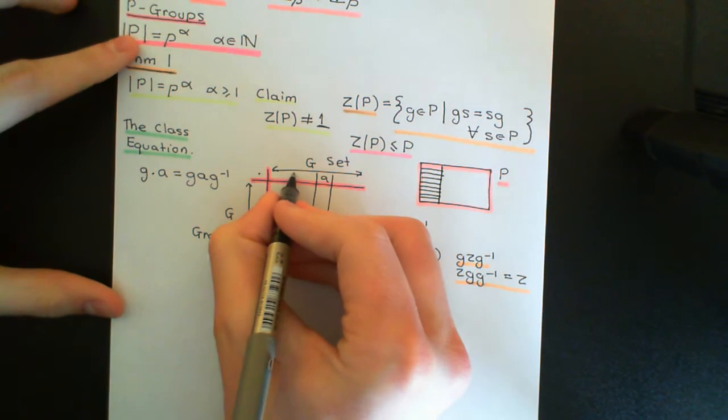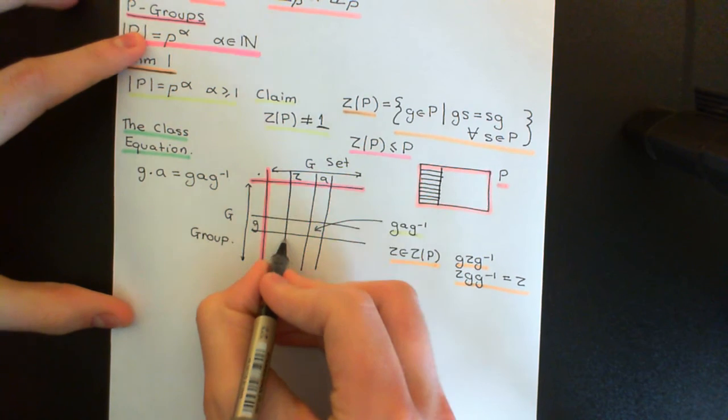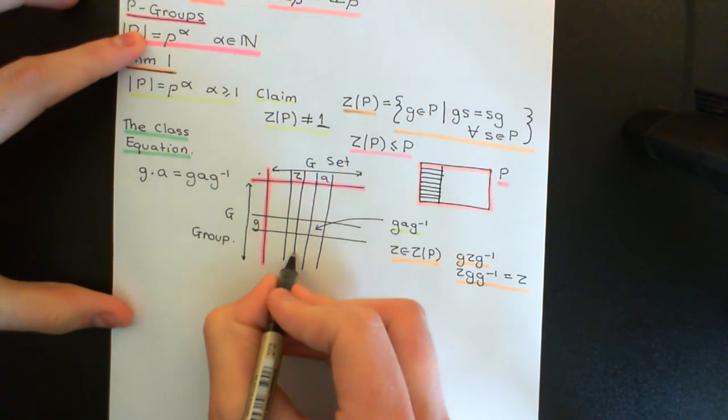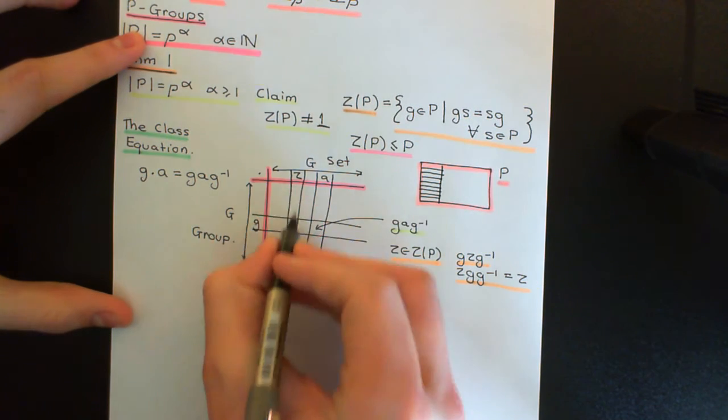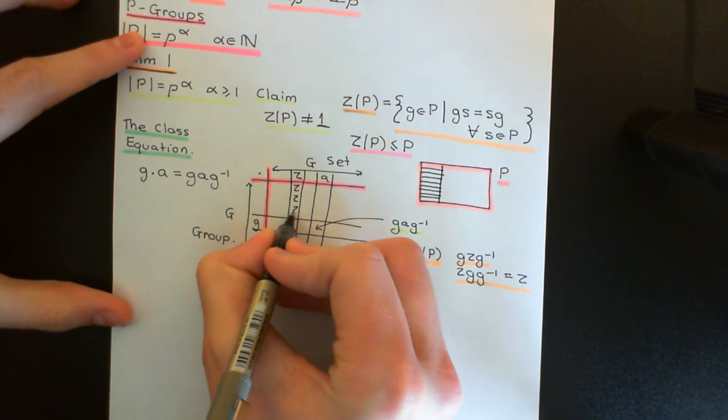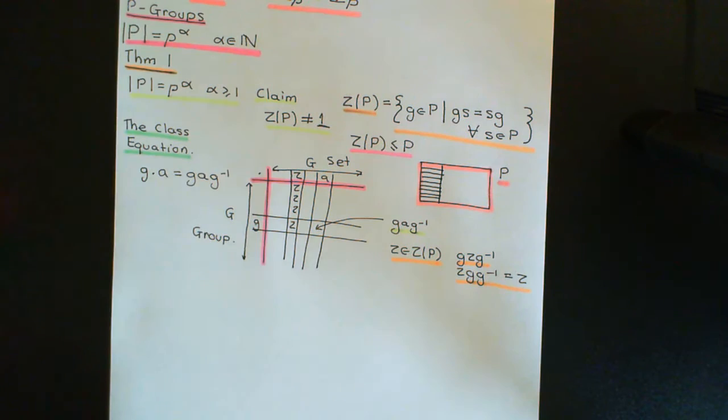So if I've got an element of the center of the group, Z, up here, then this entire column here will just consist of Z, Z, Z. All of the answers will just be Z, because no matter what you conjugate Z by, it will always just be mapped onto itself.